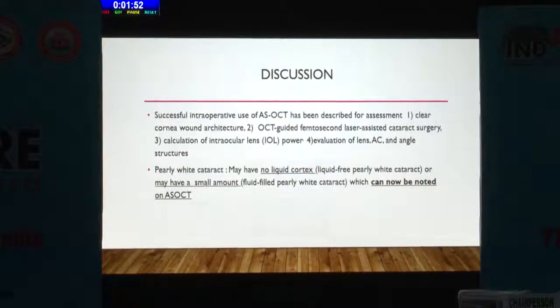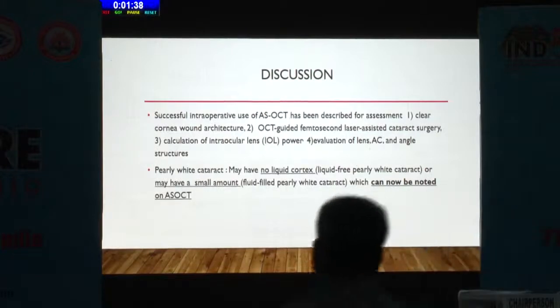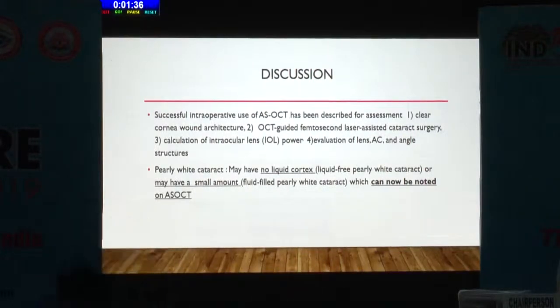In discussion, we know that intraoperative OCT has been used for clear corneal wound architecture, OCT guided femtolaser surgery, calculation of intraocular lenses, and evaluation of the lens, AC and angle. Now the pearly white cataracts may have no fluid in the cortex or may have some amount of small fluid, and this small fluid is the cause of the Argentinian flag sign. With the help of the OCT, you can actually know which cases have it and which don't, and only then do you need to perforate the capsule.